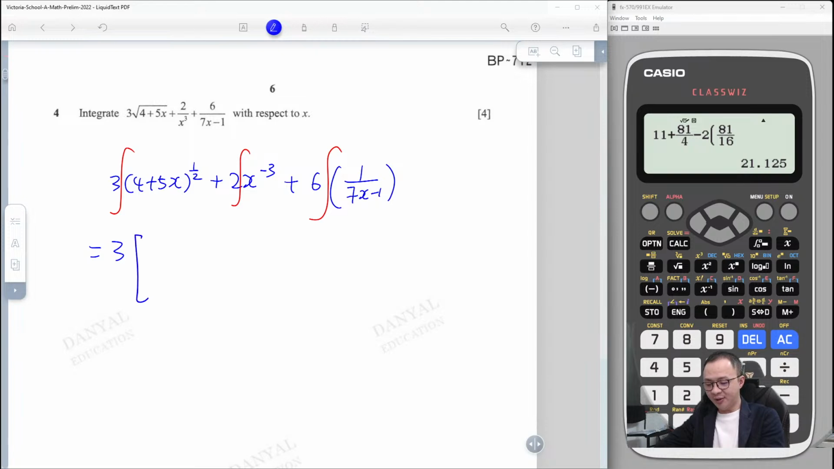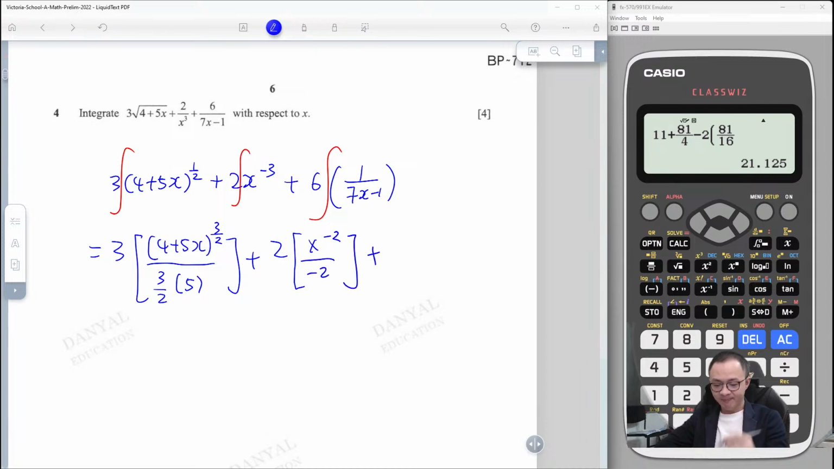Okay, this integration, power plus 1, I get 3/2. So I divide by 3/2. And then differentiate inside, I will get 5 here. And then plus, this one, power plus 1, is -2, divided by -2. And then plus, this one, integrate 1 over 7x minus 1 is ln, isn't it? This is ln of 7x minus 1. I add a modulus for it, because it must always be positive. And then differentiate 7x, we get 7. Then plus c.